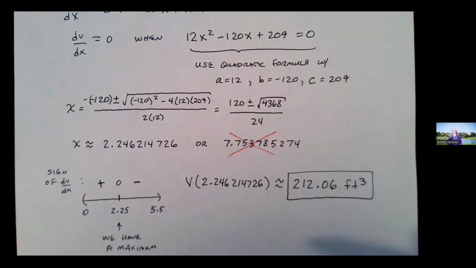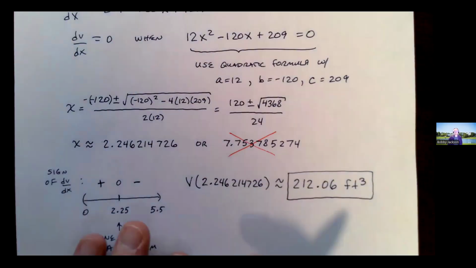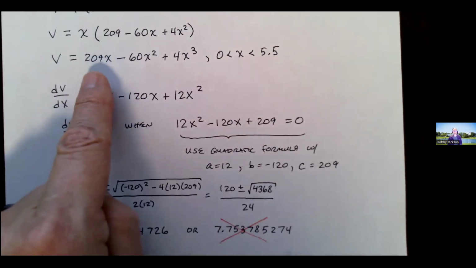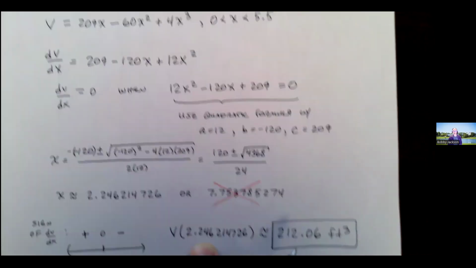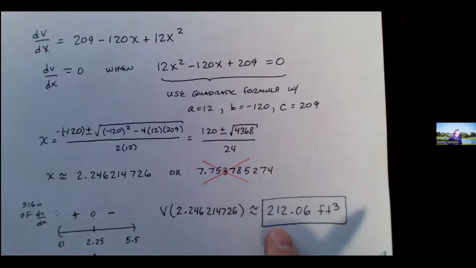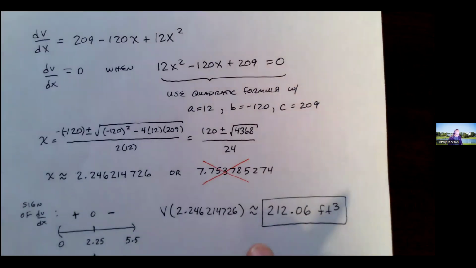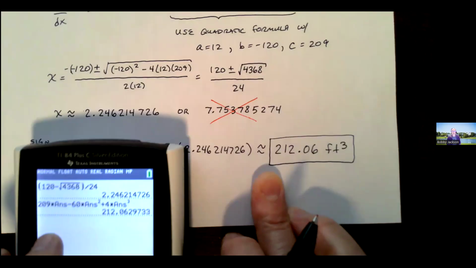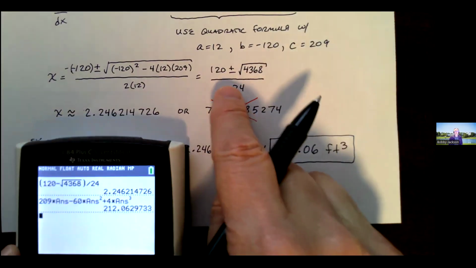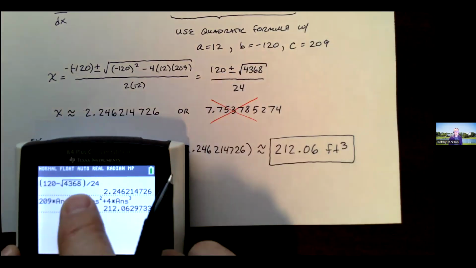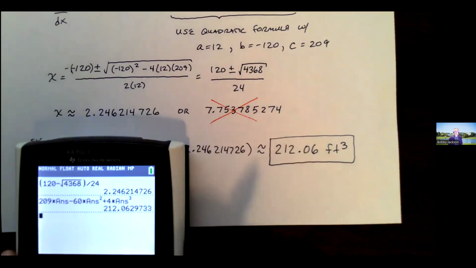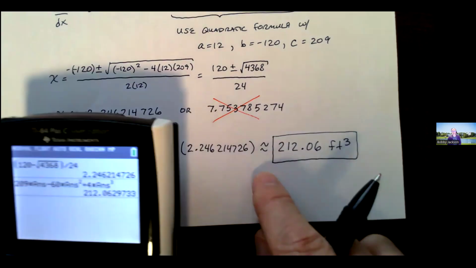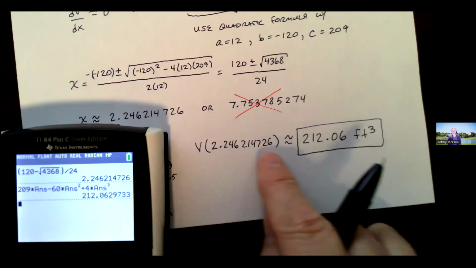So the question of the problem was, what is the actual maximum volume? So I want to plug this value into the formula for my volume, which is up here, and that will give me the volume. Now, when you're doing this in the calculator, let me show you what I did. In finding the root here, I did the 120 minus the radical divided by 24. That gave me this value here. Don't round that off. I know I rounded it off down here in the sign check, but don't round that off. That's why I'm emphasizing plugging in the whole thing.